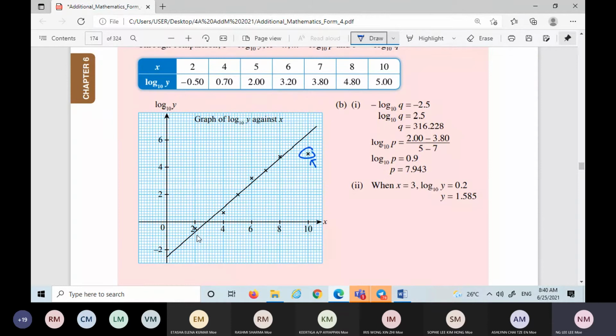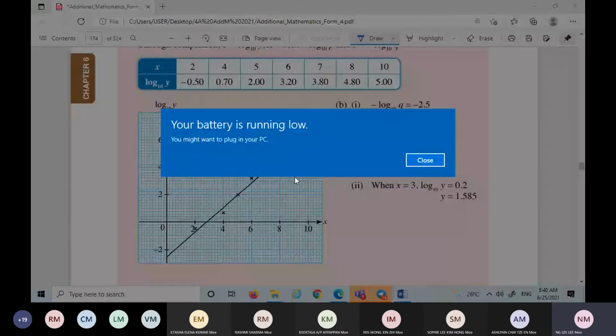Okay, so my suggestion actually is you plot the first and the last point first. Don't plot all the points. And then you use a ruler, agak-agak.